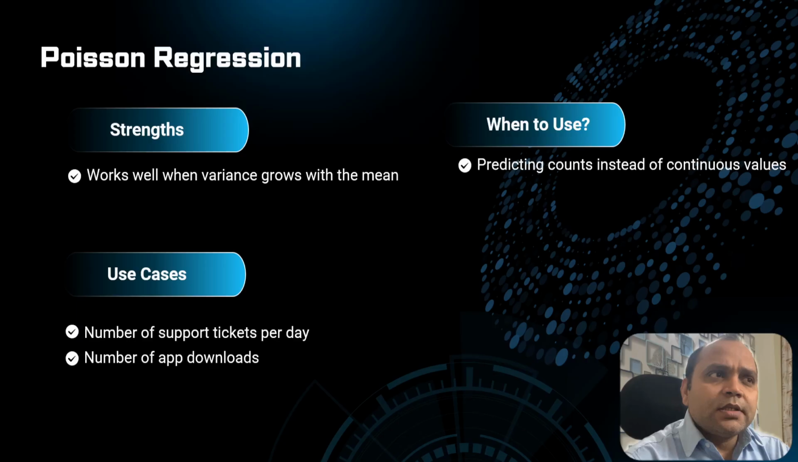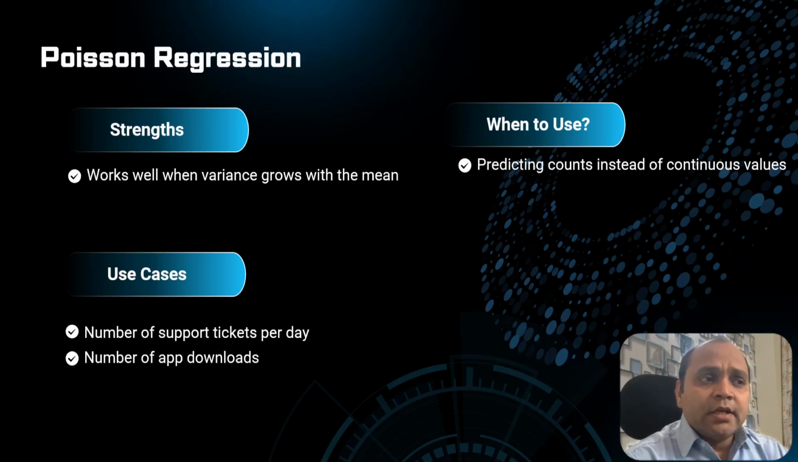Next, Poisson regression. This is another type of regression trainer. It works well when variance grows with the mean. What does it mean that variance grows with the mean? Let's say you have a website and you want to calculate the number of clicks on the website, or the click-through rate, CTR.